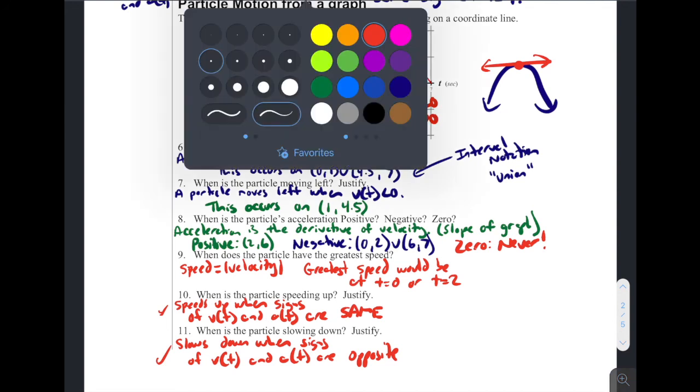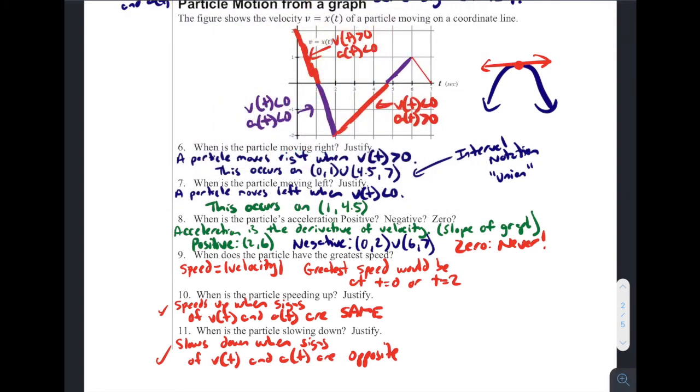From here to here, we see that the velocity is positive because it's above the t-axis, while the acceleration is also positive. Whoops, not negative. The acceleration is also positive because the slope is positive. And then our last part of this graph that we see, I see that the velocity is positive while the acceleration is negative because it's got a negative slope there.